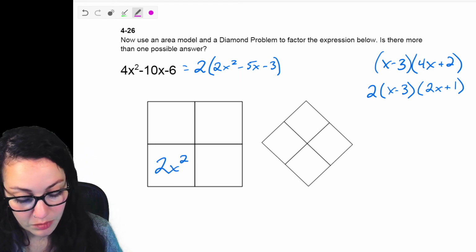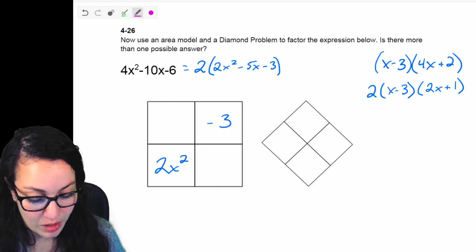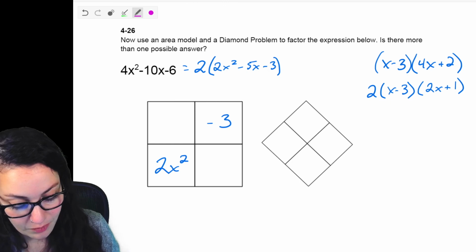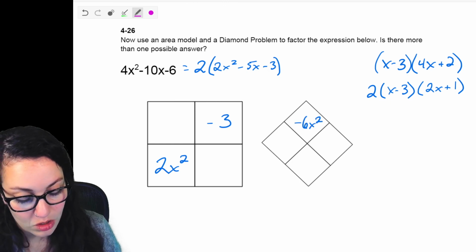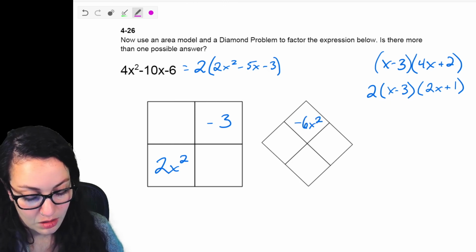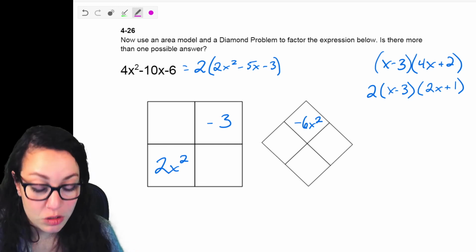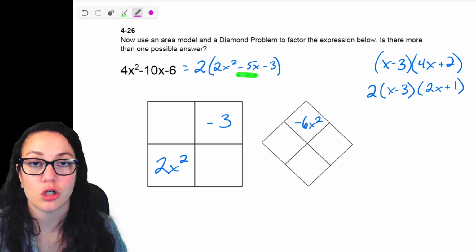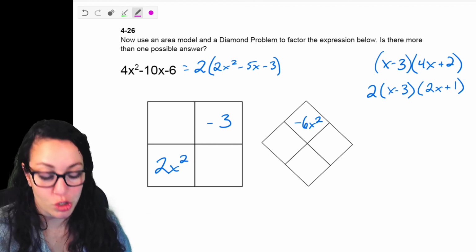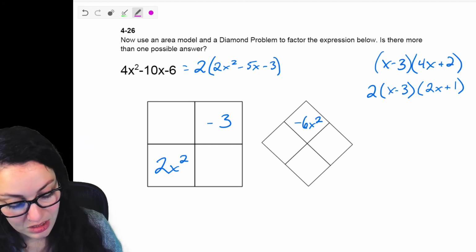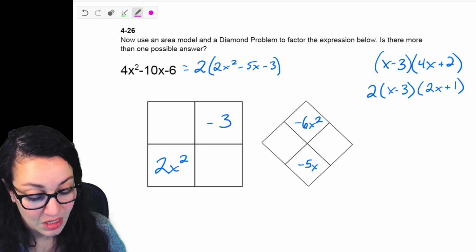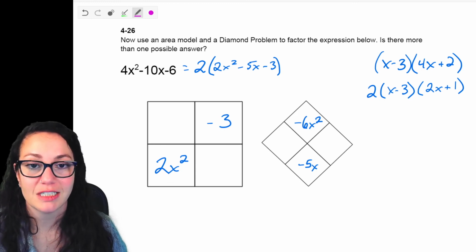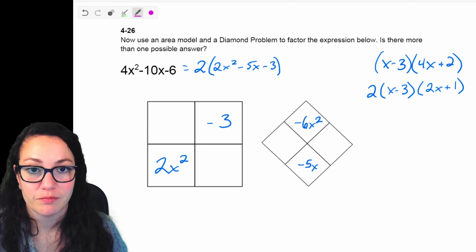Quadratic term in the bottom left, constant in the upper right. Then we multiply those together to get the top of our diamond. That's -6x squared. We take our b term. Now our b term has become -5x. We take our term from the expression that we pulled the 2 out of. So this is -5x. And we're looking for values that multiply to -6 and add to -5.